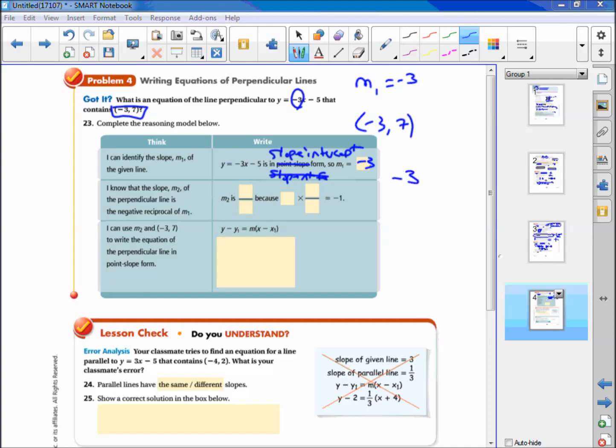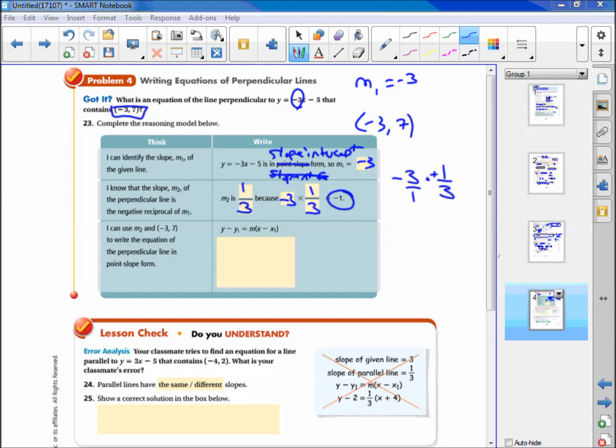So if this one's -3, then the negative reciprocal is going to be 1 over 3, and then put a negative back. Well, change the negative to a positive. So it would be -1 over 3, and then change it to positive. So M2 is going to be 1/3, and that's because -3 times 1/3 makes -1. So perpendicular lines always have slopes that are negative reciprocals of each other.